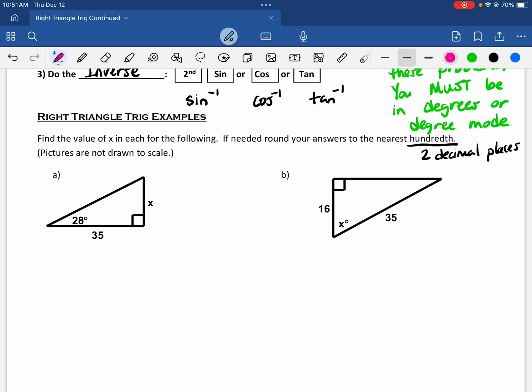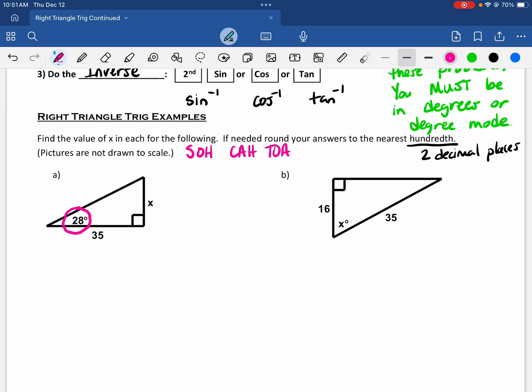To start any of these problems, we want to first identify the angle that we have. So I'm going to circle it. 28 is the angle that we're looking at. Then I use that to help me decide, of the sides that they've given us, what sides are they? Are they opposite? Are they adjacent? Are they hypotenuse? Because that is going to take me to what from SOHCAHTOA I'm going to use to be able to figure out that side or that angle.